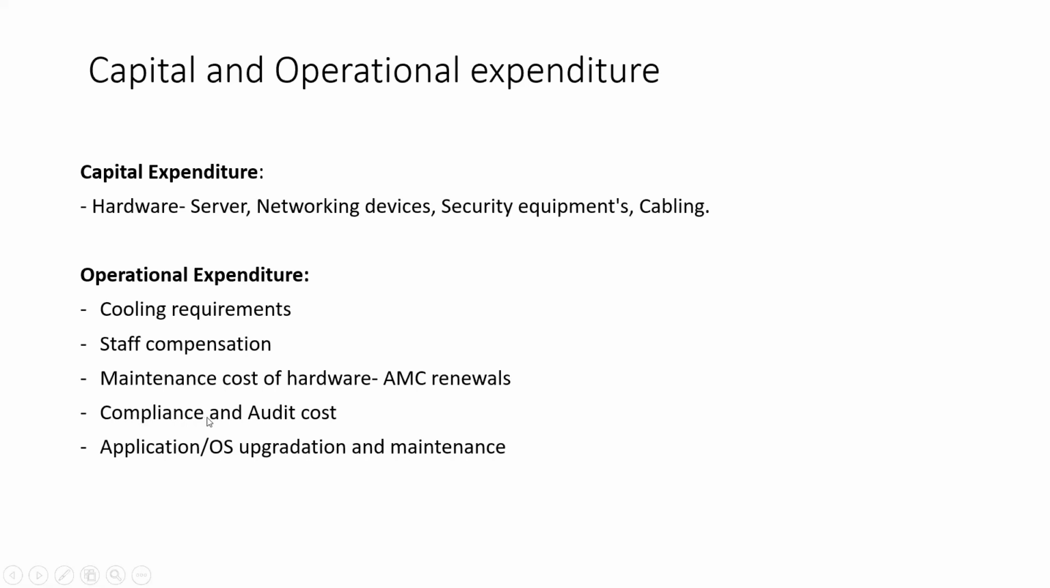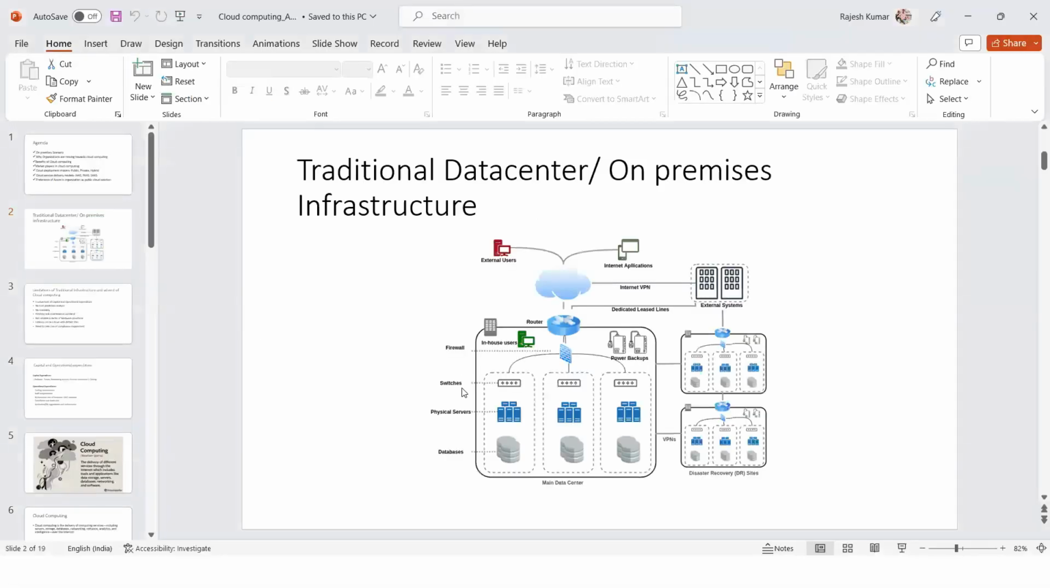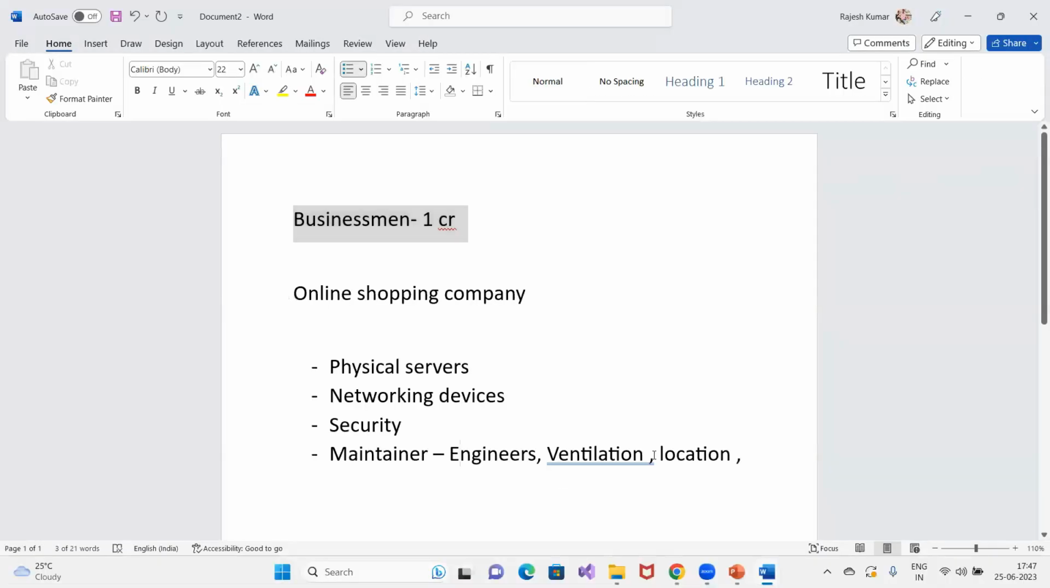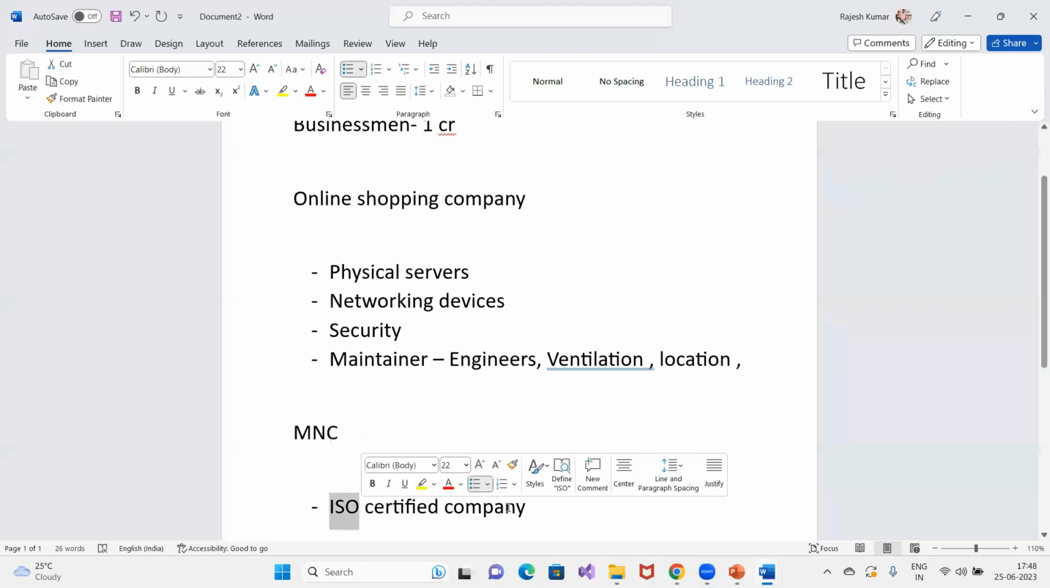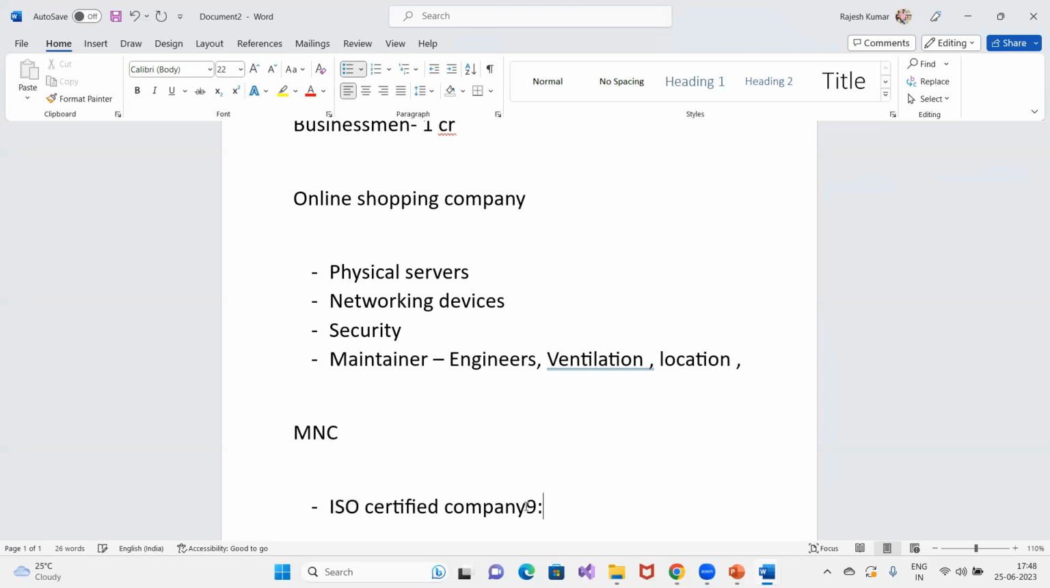Then there was a compliance cost. What is this compliance? When we talk about the big company, the multinational company, all of you know, you might have heard about ISO certified companies, right? Have you ever heard about it? ISO certified? Yes, sir. International Standard Organization. Yeah. You might have heard about some standards like 9001, 2008 certified company, 2001, 2009 certified company. So that's what the ISO standard is.